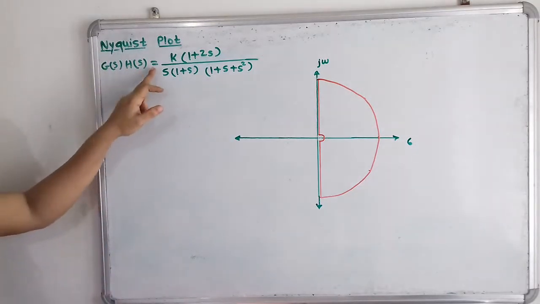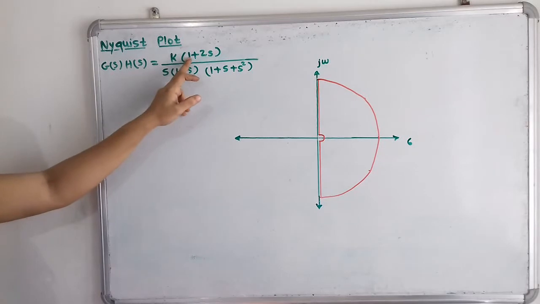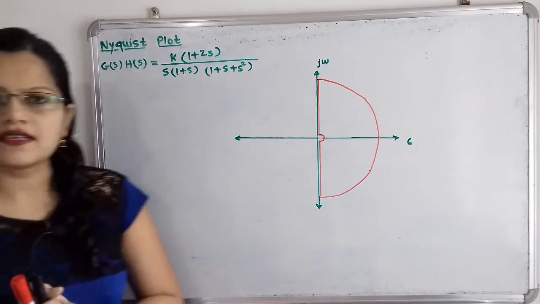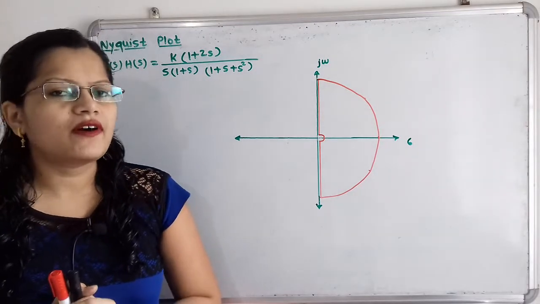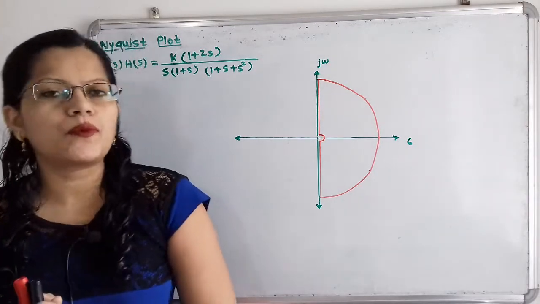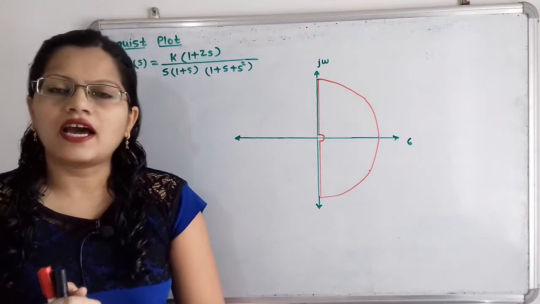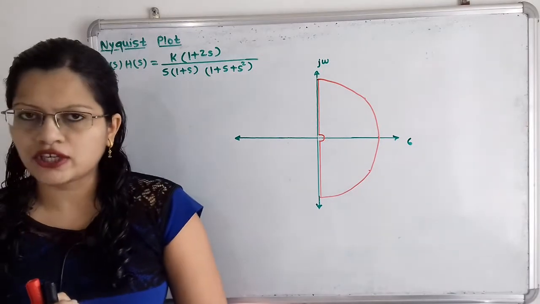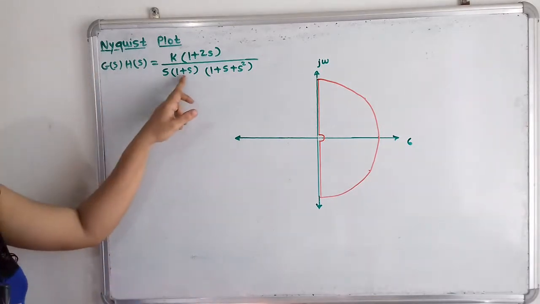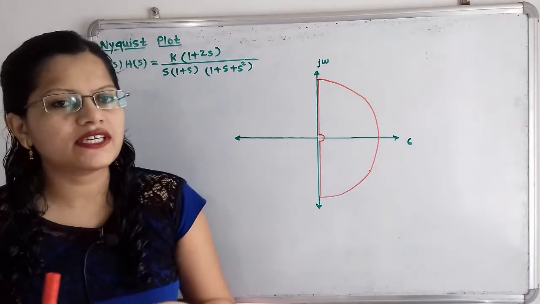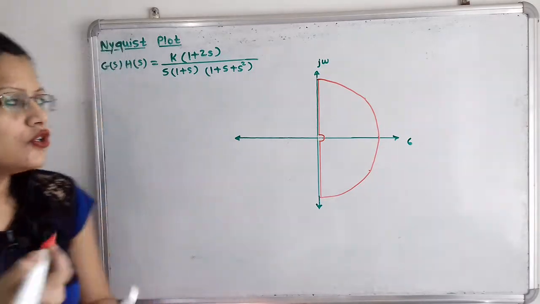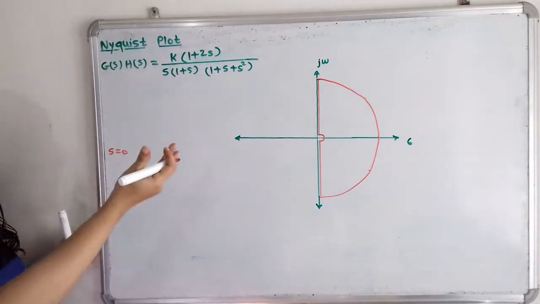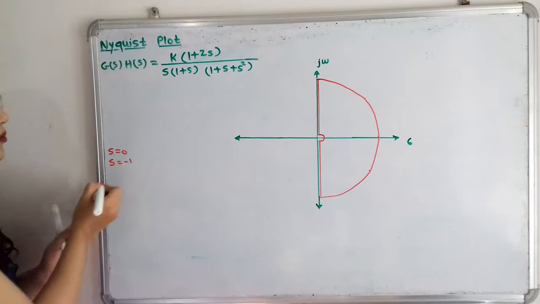G of s h of s is equal to k times (1 plus 2s) divided by s (1 plus s) (1 plus s square). Now we will first understand how many open loop poles are there. To find the open loop poles, we have to take this denominator equal to 0. There are total 3 terms in the form of s, so each of these terms is equal to 0. So s is equal to 0. Then 1 plus s is equal to 0, and that is why s is equal to minus 1.